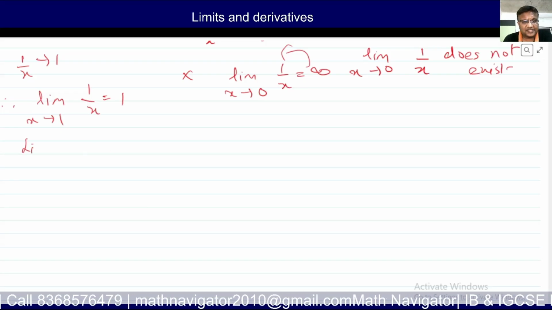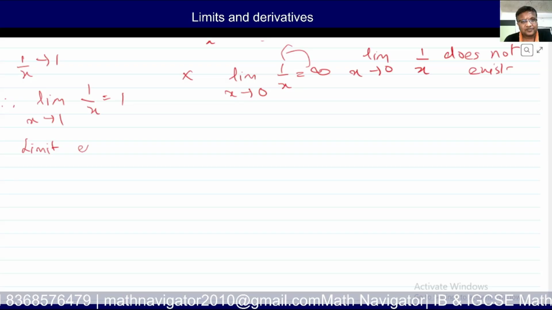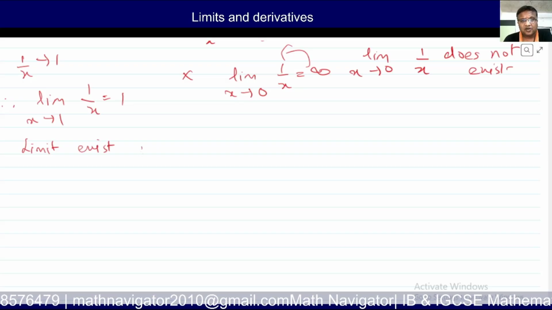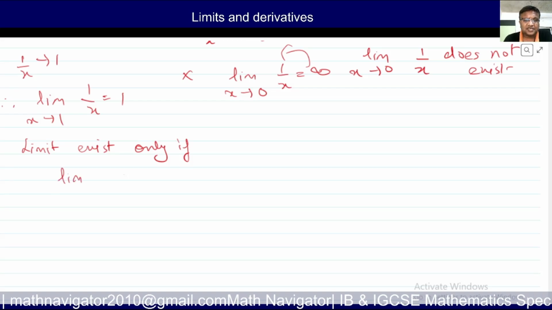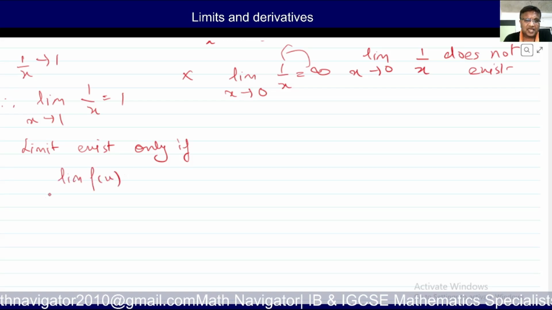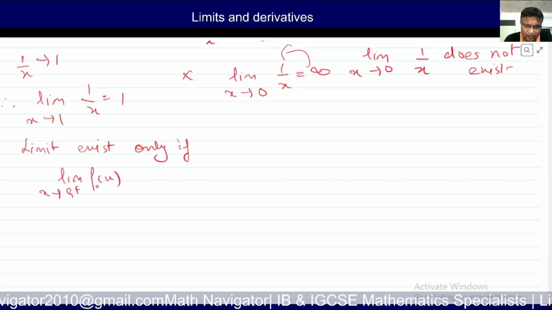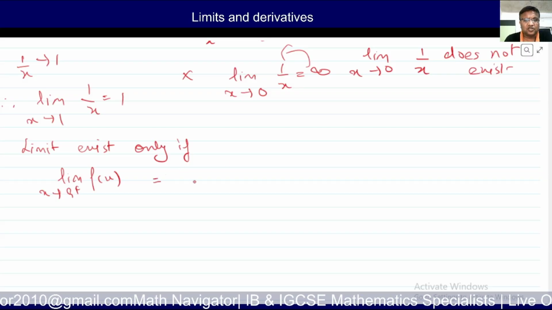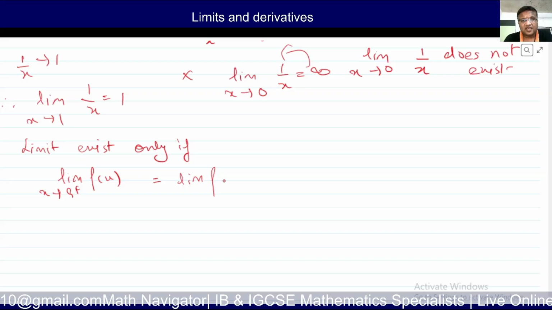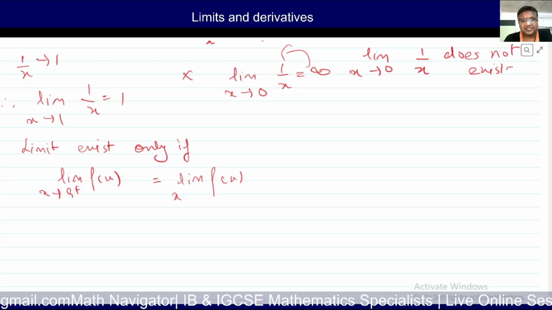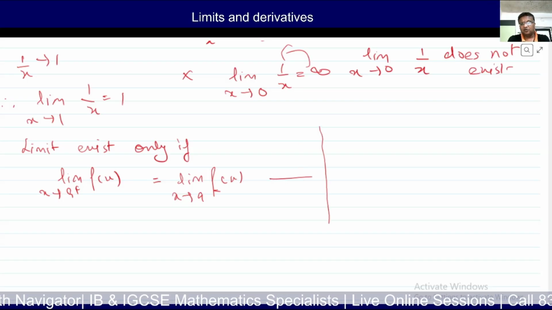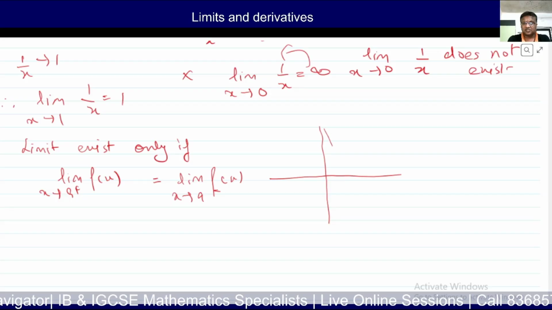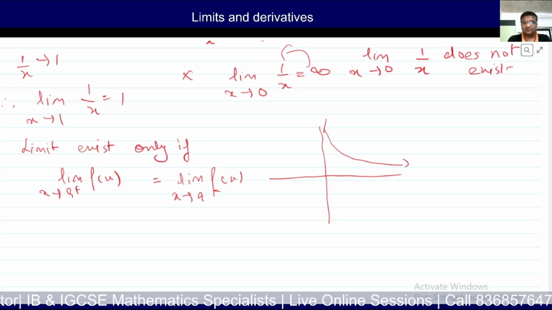Then there is another important thing. Limit exists only if limit f(x) as x tends to a from the positive side is equal to limit f(x) as x tends to a from the negative side. I'll just make this graph and then I'll give you an example. Although the limit does not exist in this case, this is my graph.